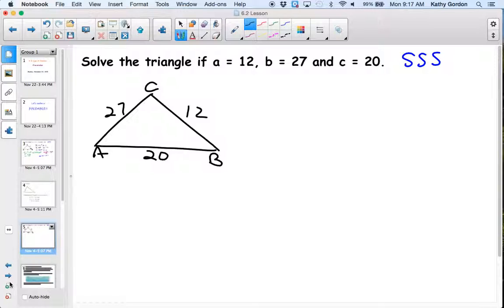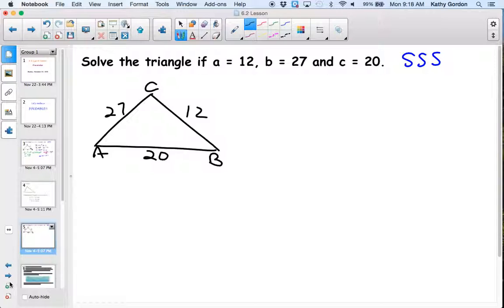Can I set up a law of sines with this one? Is law of sines gonna work? Yeah, because this is another situation where I don't have an angle this time. I don't have an angle to go across any of those sides. So this is the other case where the law of cosines has to be used.